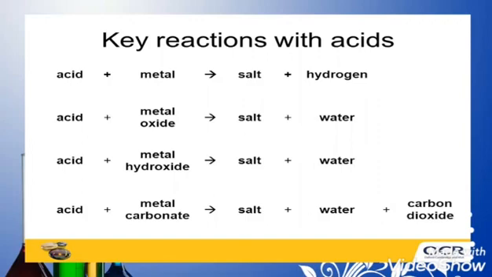The test for the presence of hydrogen gas is the lighted splint. If hydrogen gas is present, then the lighted splint would produce a squeaky pop. And the test for the presence of carbon dioxide gas is the lime water. In the presence of carbon dioxide gas, the lime water will turn from colorless to milky.